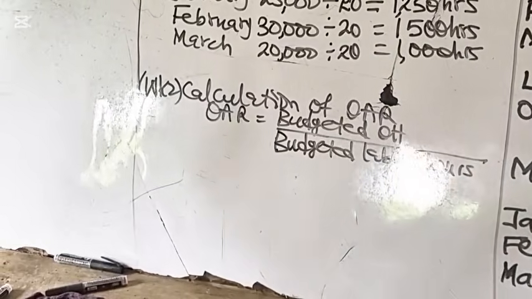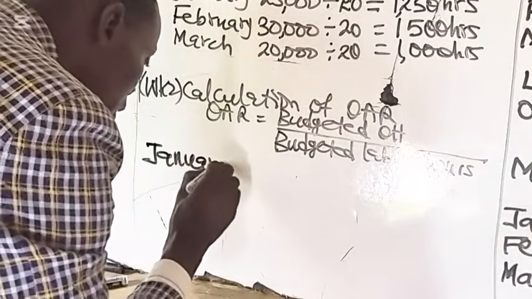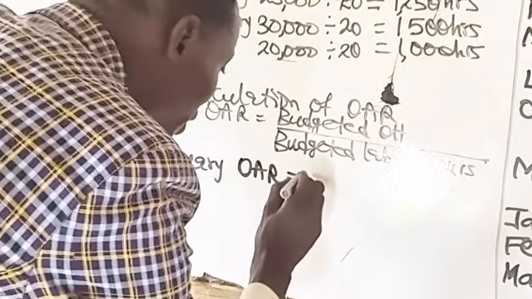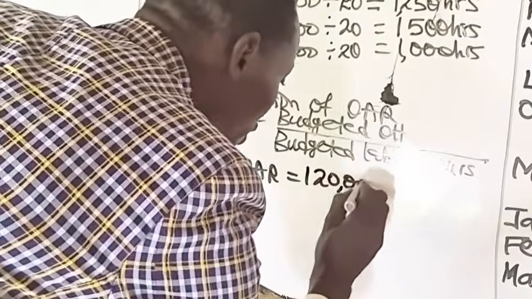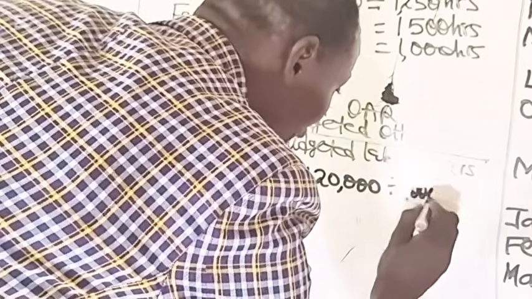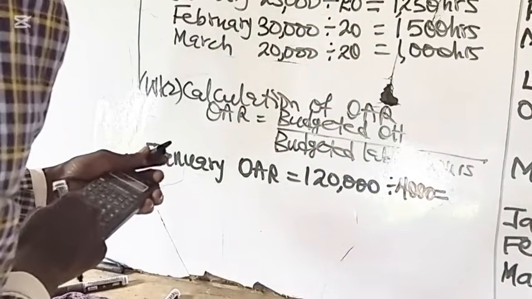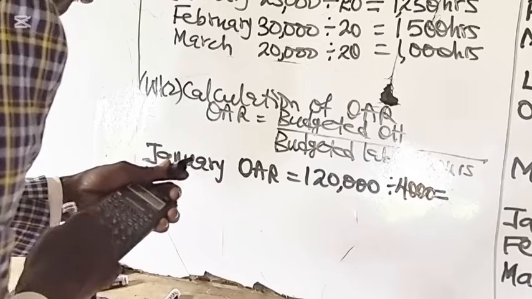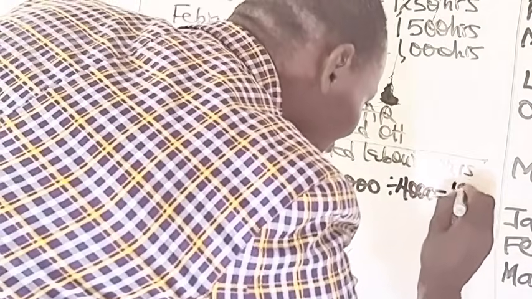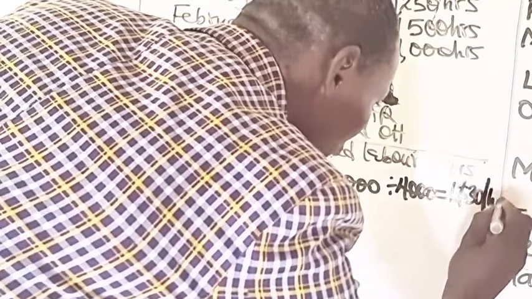So in the month of January, OAR: the budgeted overheads in January is 120,000 divided by budgeted labor hours. The labor hours given in January is 4,000. So 120,000 divided by 4,000, that gives us 30 Liberian dollar per hour.